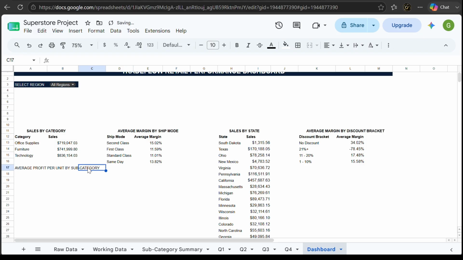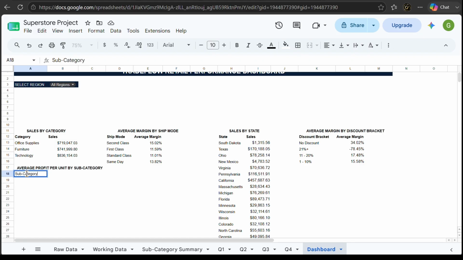Subcategory. So I'm going to have to merge all of this together. I'm going to make it bold. I'm going to merge everything together. I'm going to centralize everything that is there. So at this point, average profit per unit by subcategory. So I'm just going to come to this particular point, and then I'm going to have to list out subcategories.